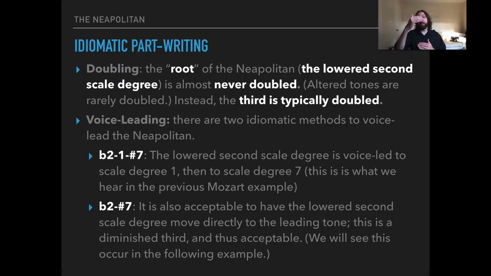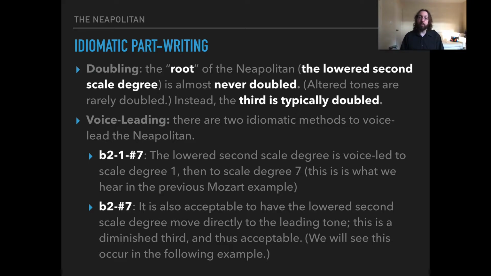So if you have two of them, they're going to want to resolve in the same direction, and they'll create parallel octaves. Instead, what we typically see is that the third of the chord is doubled. And if we were to go back and voice lead that Mozart in four voices, we'd see that would be the smoothest way to do it.